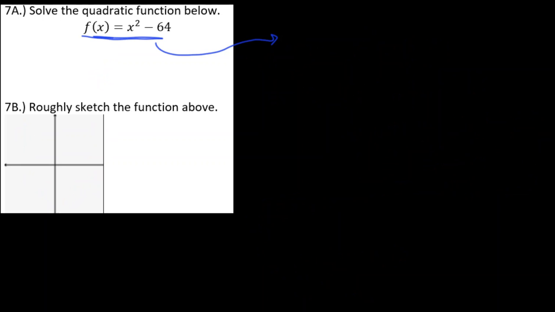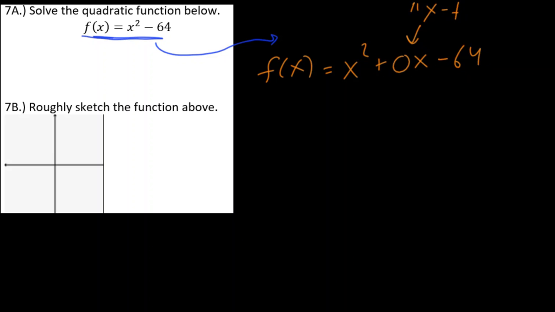Okay, if you've made it to 7a, I kind of want to go a little bit more conceptual in this one, just so I can show you what's really happening here. Why do we have this kind of shortcut where we can take the square root of the number? Well, think about this. I could actually write this function out as f of x equals x squared plus 0x minus 64. Notice that my x term has been missing in all of these problems.